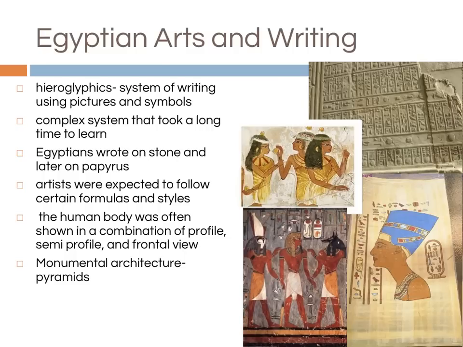Artists in Egypt were supposed to follow specific traditional styles. And so a lot of times you see what's called a composite view, where we see people almost in some ways from the front, like their shoulders are facing us, but their head is usually in profile. We also have examples of monumental architecture in Egypt, which includes the pyramids, which we already discussed.